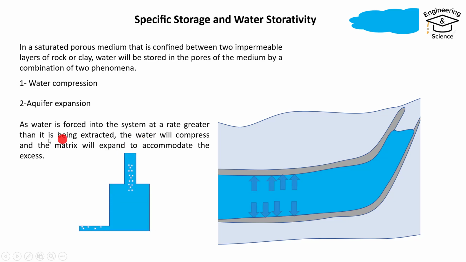Let us explain. As water is forced into the system at a rate greater than it is being extracted, the water will compress and the matrix will expand to accommodate the excess, as you see here. The density of water increases because water is under pressure. The density increases and it exerts force on these two layers. It tries to expand the aquifer. And also here, as you see, Q in is higher than Q out, so it exerts force on the walls of the aquifer or of the tank.